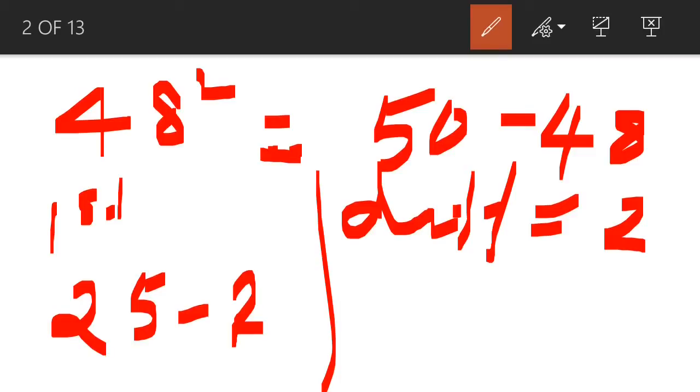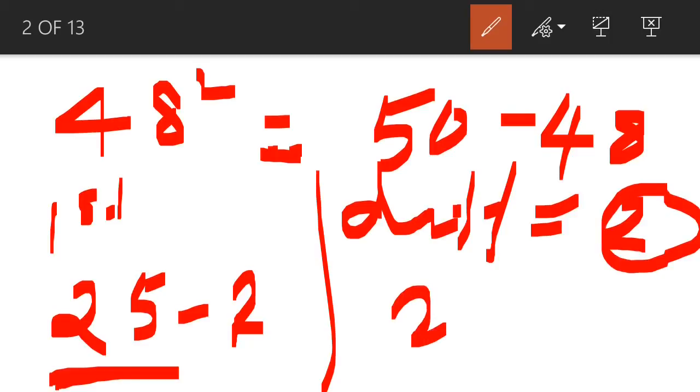That is, we always have a constant value 25. From that we have to subtract the 2, because the number is less than 50 by 2. The difference between 48 and 50 is minus 2, so we have to subtract it, and we have to square the difference in the second part.